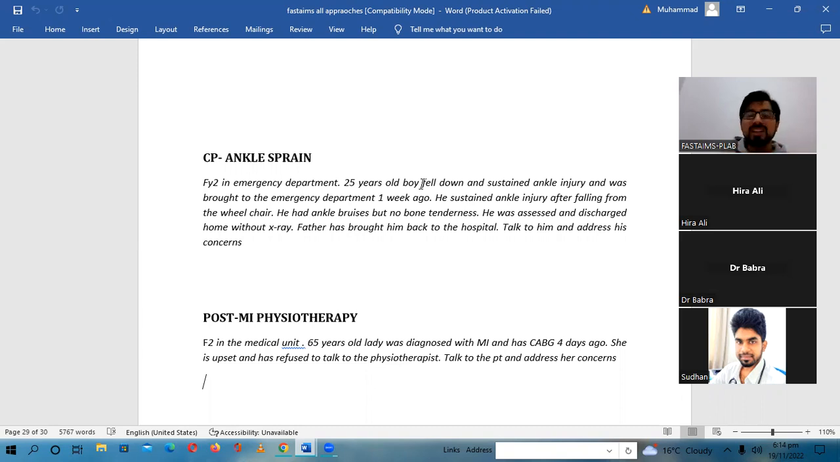What you need to do is ask about the previous history. You need to take the history of the presenting problem. Why has he come now? And then you examine the patient yourself and then explain how you manage this particular type of injury, which is ankle sprain. Okay, what is the management for this? This is the approach for this scenario.